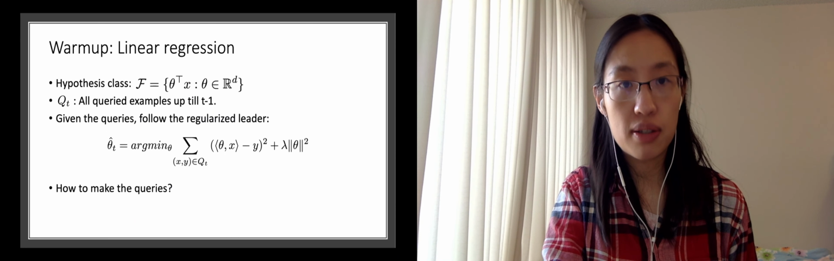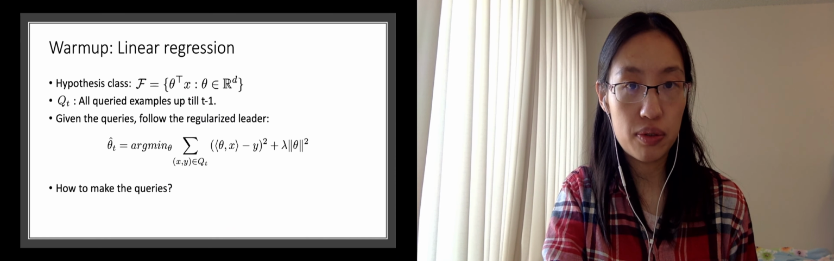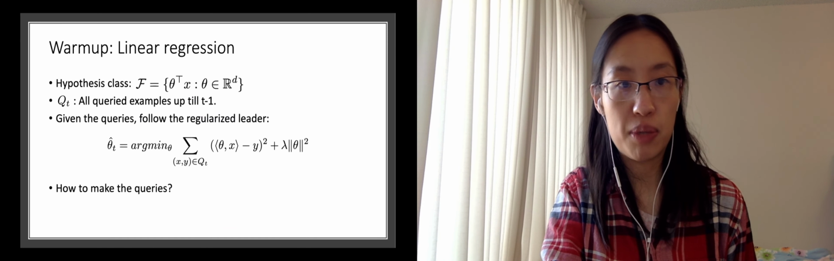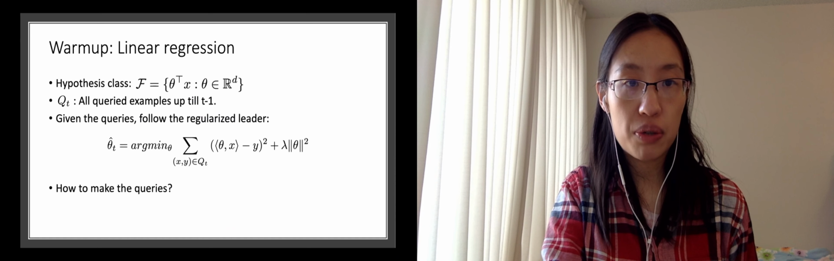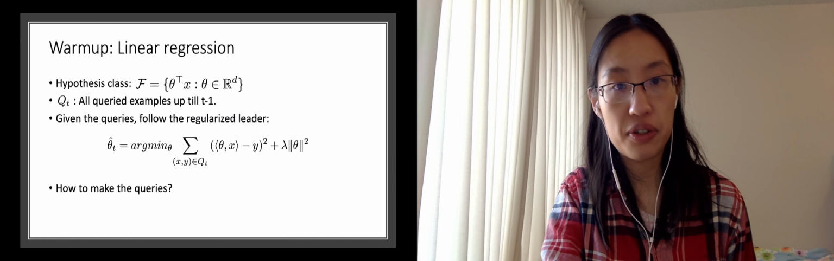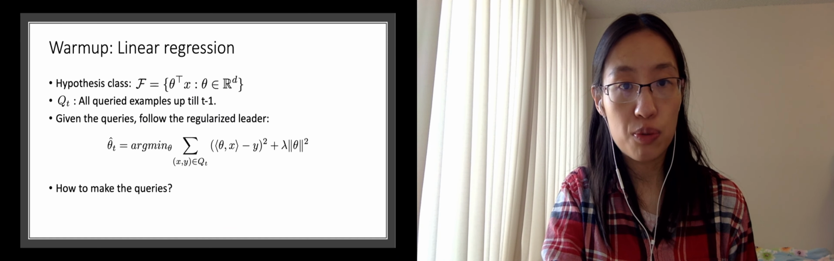As a warm-up, let's consider linear regression. So here the hypothesis class is theta transpose x, where theta is a d-dimensional vector. Let Qt denote all queried examples up until time t-1. Given the queries, our prediction strategy is to simply follow the regularized leader. Now the question is how to make the queries.